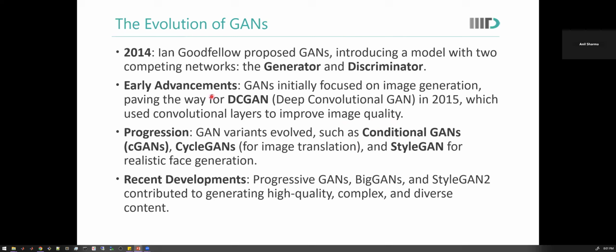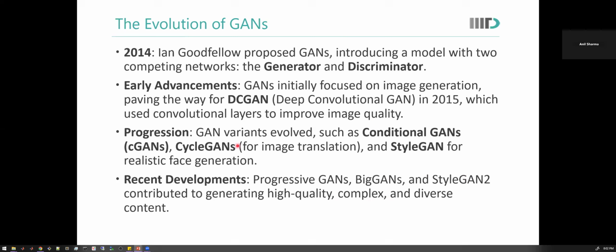Okay, so after that, more advanced architectures were proposed. For example, it evolved into conditional GANs, CycleGANs, and StyleGAN for realistic face generation, image translation, and so on, right? And recently, many other GANs were also proposed: progressive GANs, BigGANs, StyleGAN2, and so on, right? They help generate high quality, complex, and diverse content.